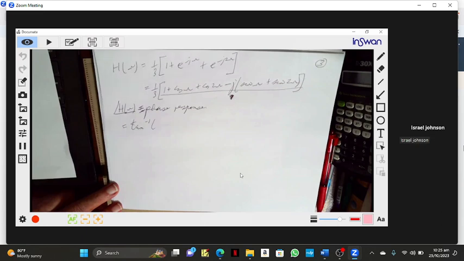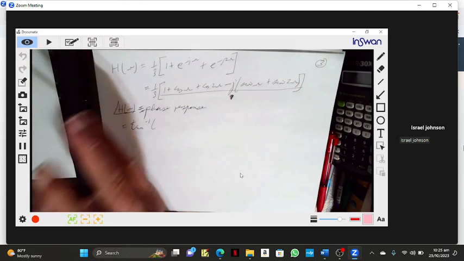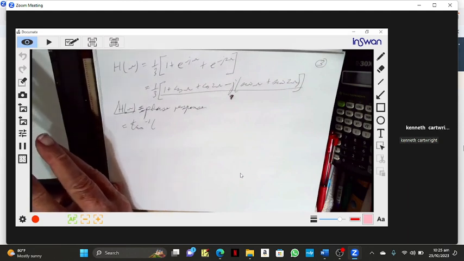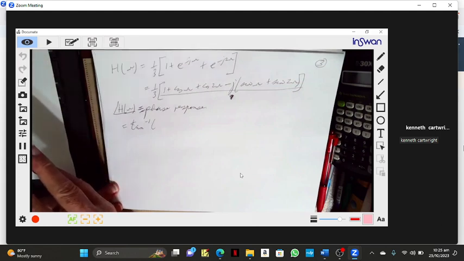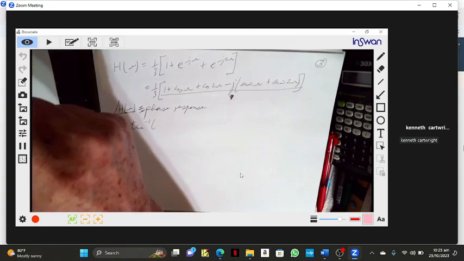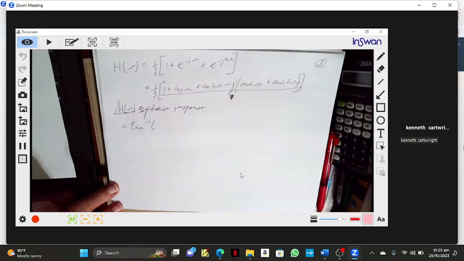Well, the imaginary, in this case, would be negative j open bracket sine omega. No. The imaginary part has no j in it. The imaginary part is a coefficient of j. When you find the magnitude and when you find the phase, there is no j.